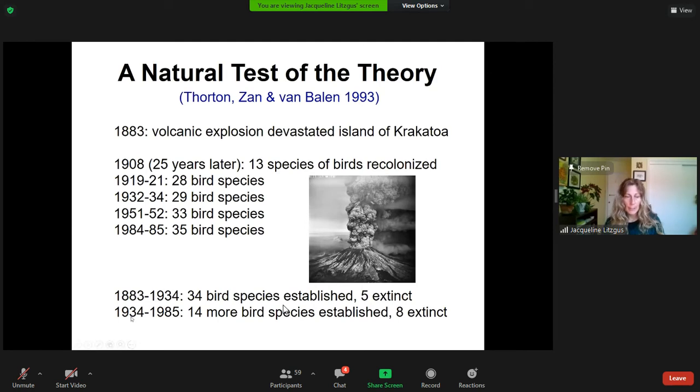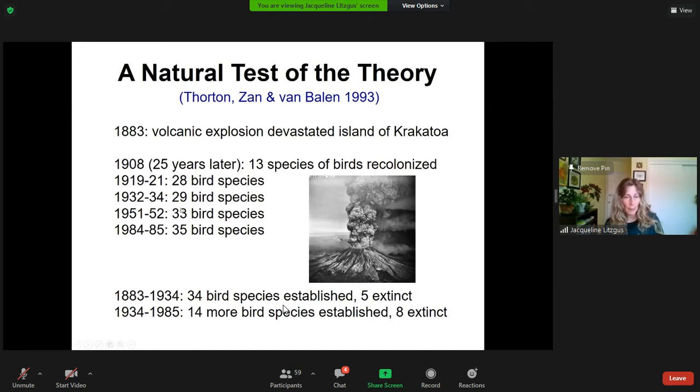And so between the explosion in 1883 and then the surveys to 1934, 34 bird species had established, but 5 were known to go extinct. So we had this turnover happening, right? All right, and then by 1951 to 52, in that survey, there were 33 species of birds present. And then by 1984-85 survey, there's 35 species present. And so during this interval of 34 to 35 to 85, 14 more bird species established, but now 8 went extinct, right? So as the theory predicted, the rate of increase declined.